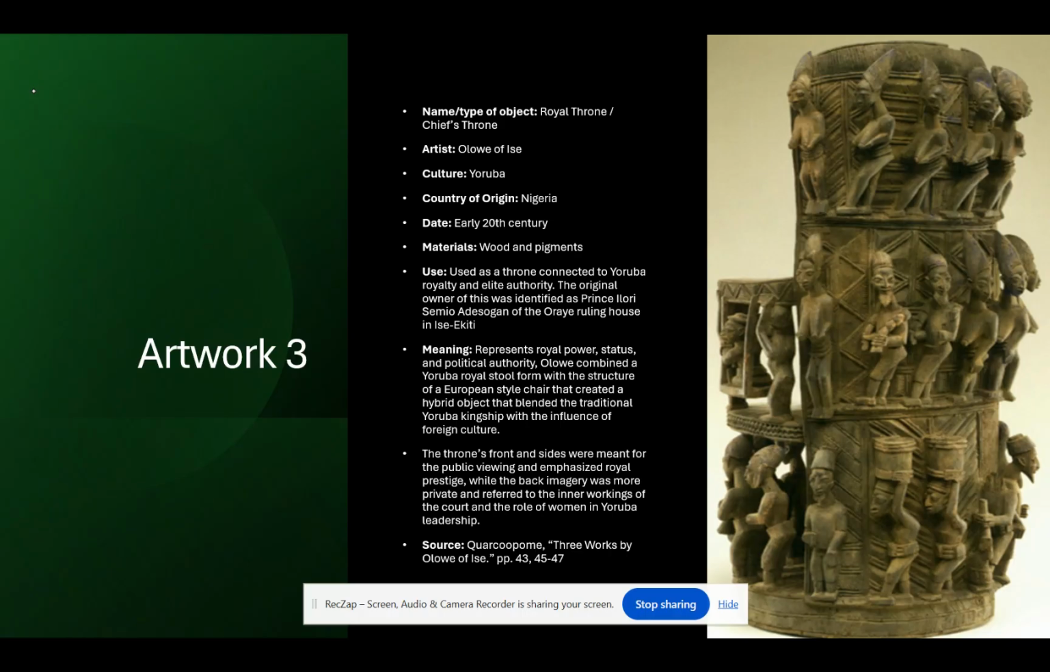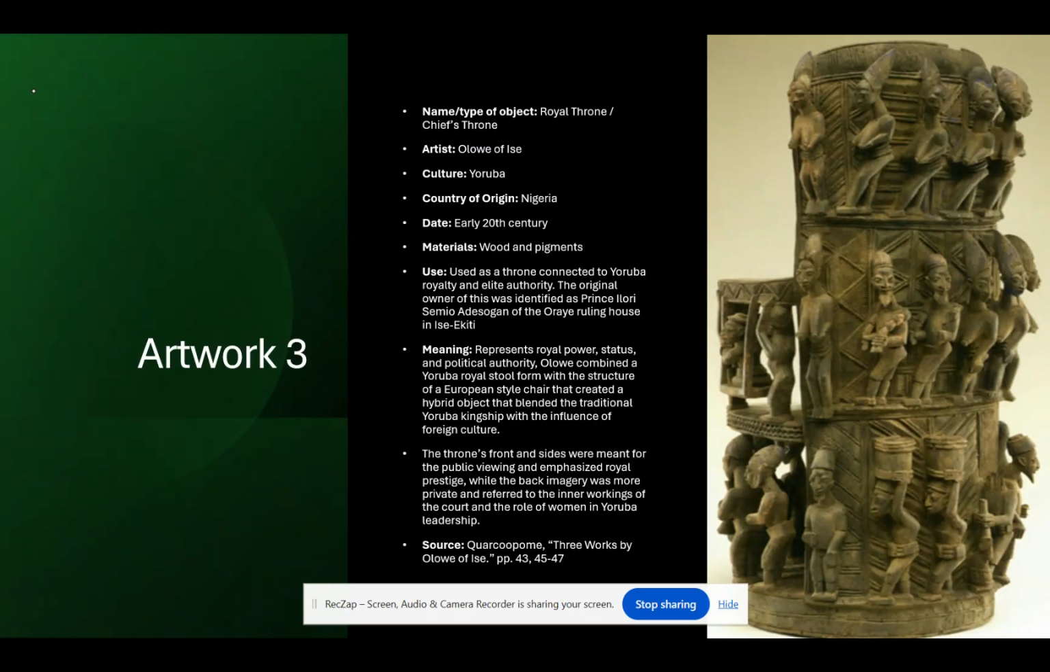The throne has a circular seat, high back, armrests, and many carved figures around the base and sides. The decoration shows Olowe's imagination and his talent for reworking surfaces through composition and design. The back side is more private and refers to the inner workings of the court, while the front and sides emphasize public royal prestige.